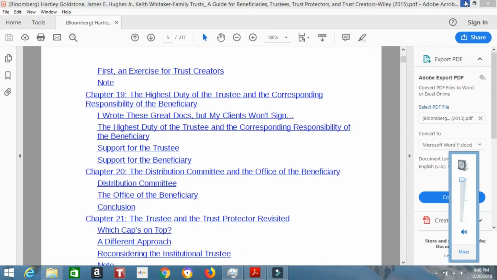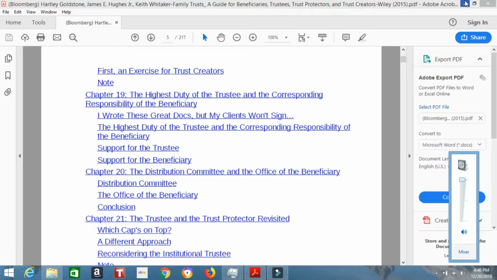Conclusion. Chapter 21, The Trustee and the Trust Protector Revisited. Which caps on top? A different approach. Reconsidering the institutional trustee. Note. Appendices. Appendix 1, Sample Legacy Letter. Appendix 2, Sample Language Regarding Addiction. Appendix 3, The Distribution Committee. The Core Concept. Committee Members.